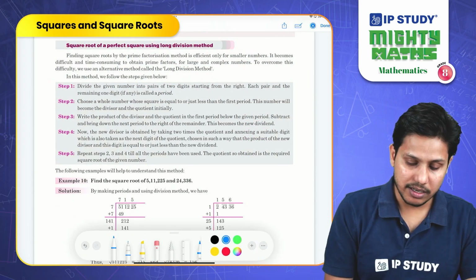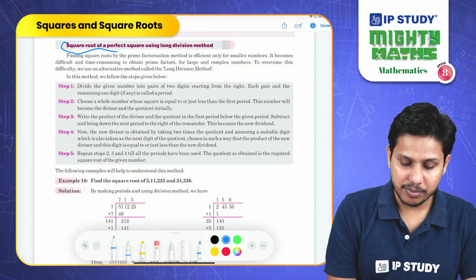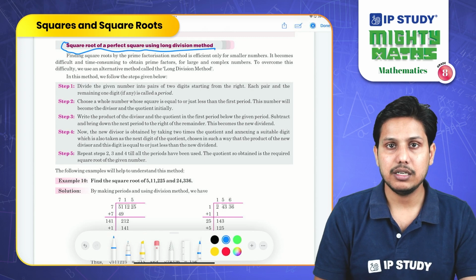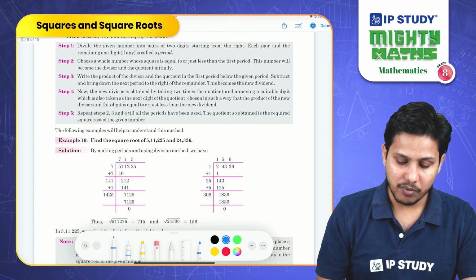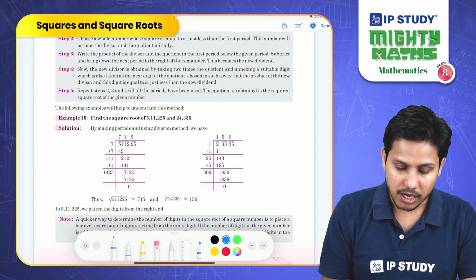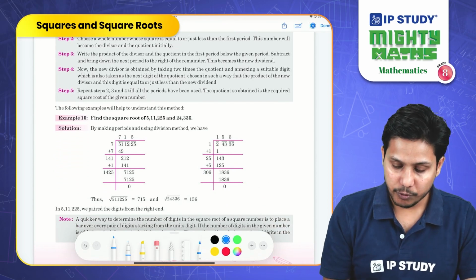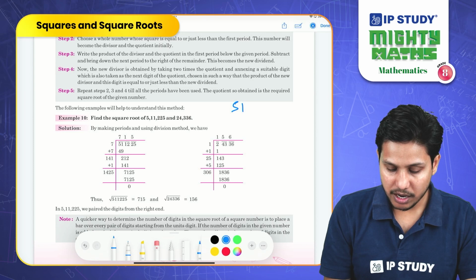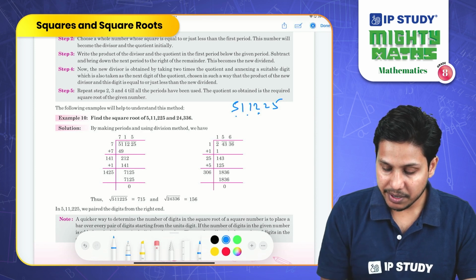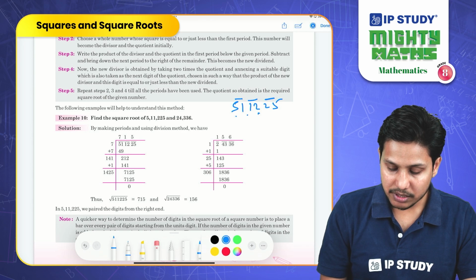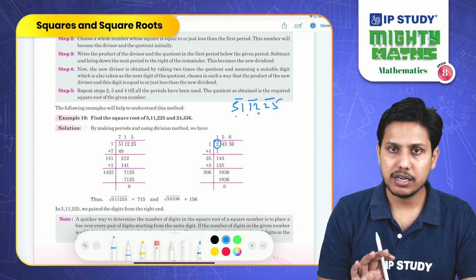Now students, there is another method, which is the square root of a perfect square using the long division method. For larger numbers we can use this method. And what are the steps? You have to make pairs starting from the right side. For example, we have 511225, which is 5,11,225. Now we can make pairs from the right side like this, this and this. Sometimes a single number will be left without a pair, but we have to mark it.